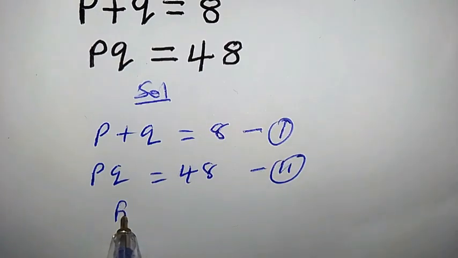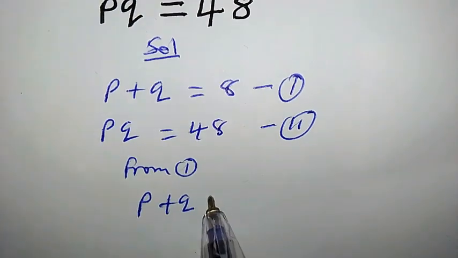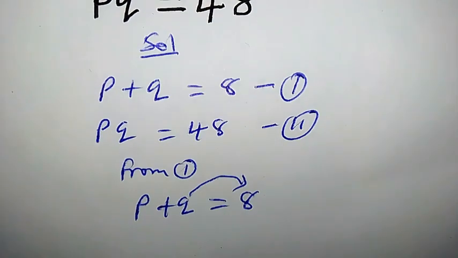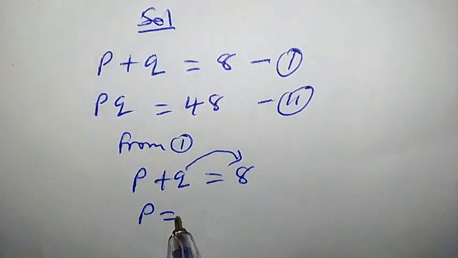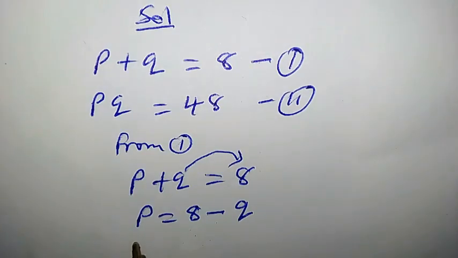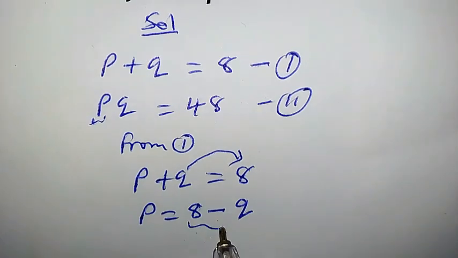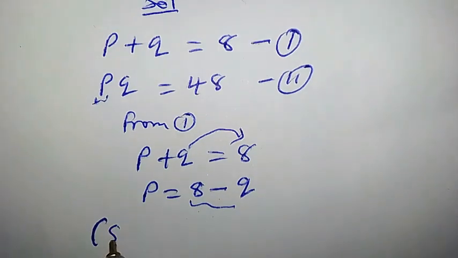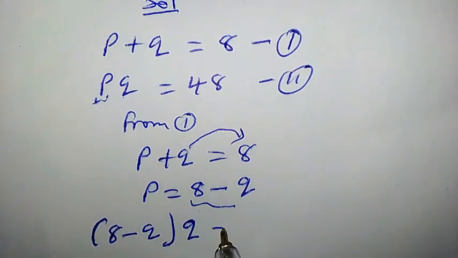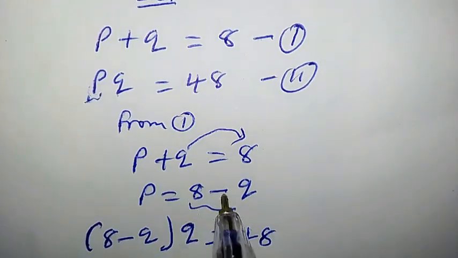From equation 1, we have P plus Q equal to 8. Suppose we transfer this to the right side, so we're going to have P equal to 8 minus Q. The next step is to replace this P with this. So we're going to have 8 minus Q times Q equal to 48. We just replace this P with this.